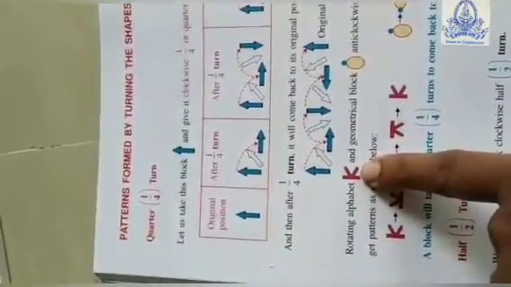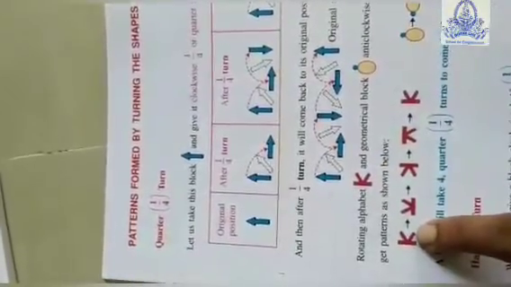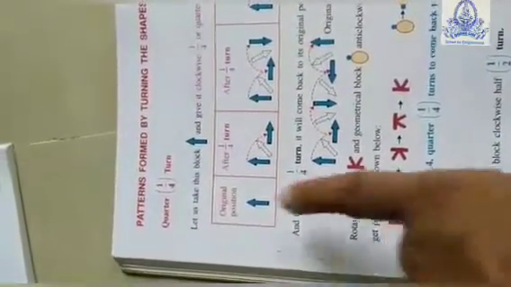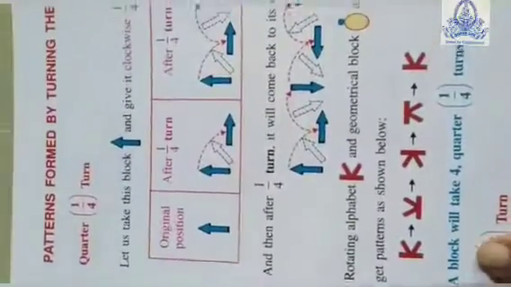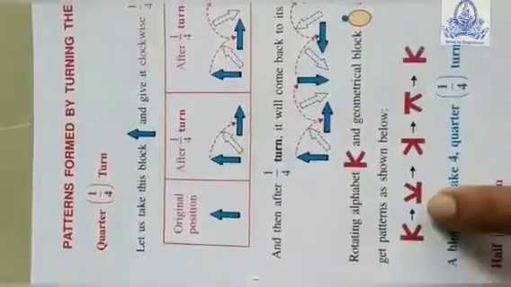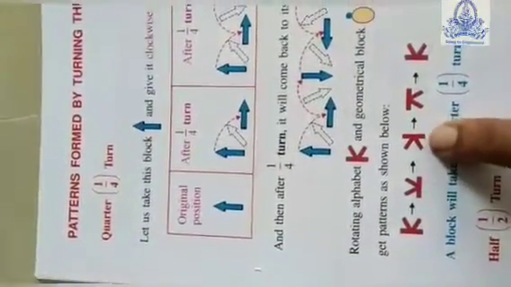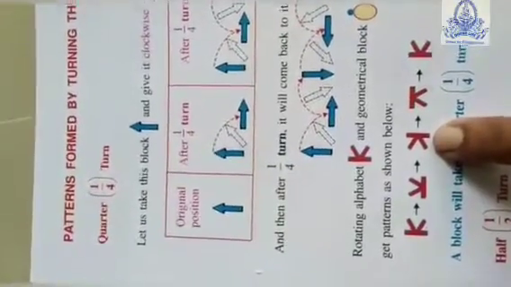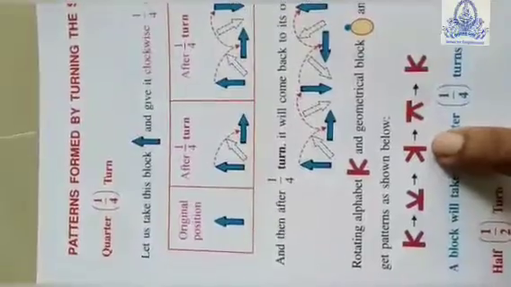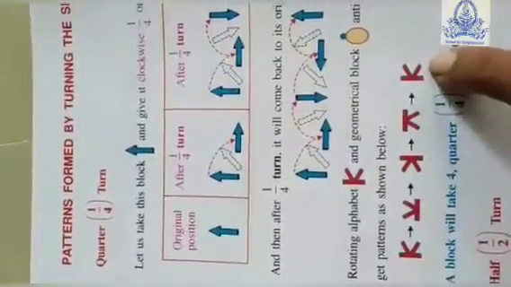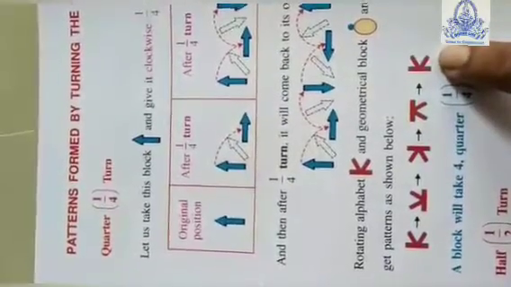If you rotate this 1/4 turn, then it will show anti-clockwise. This was all clockwise and this is all anti-clockwise. This is K, this is anti-clockwise 1/4 turn. Then again if you do third time 1/4 turn, this is original, this is first time, second time, this is third time, and this is fourth time. It will again come to the same place, that is original position.